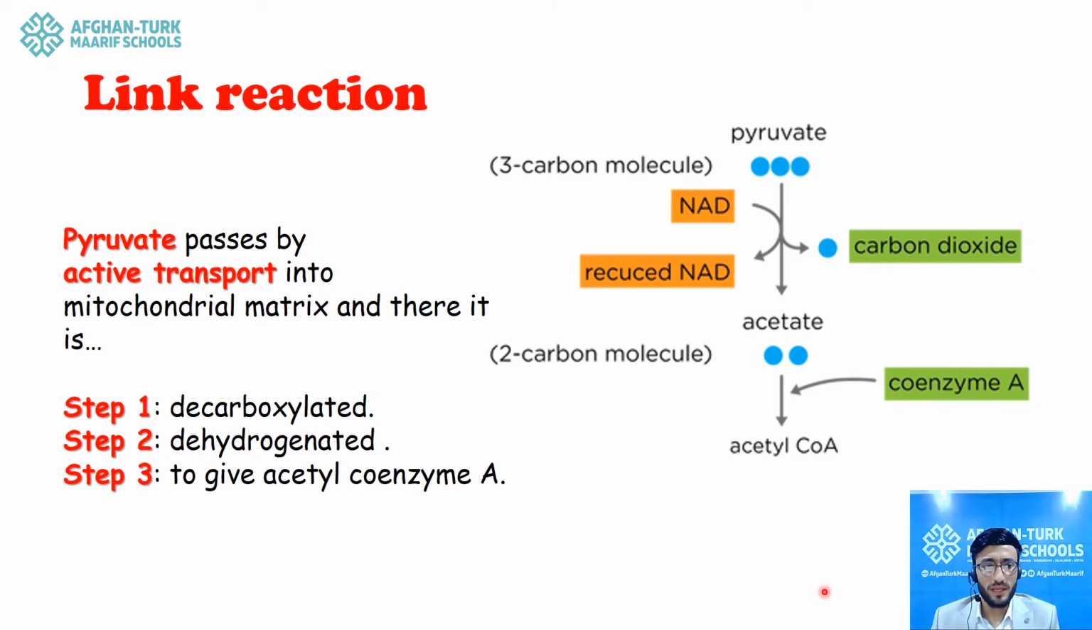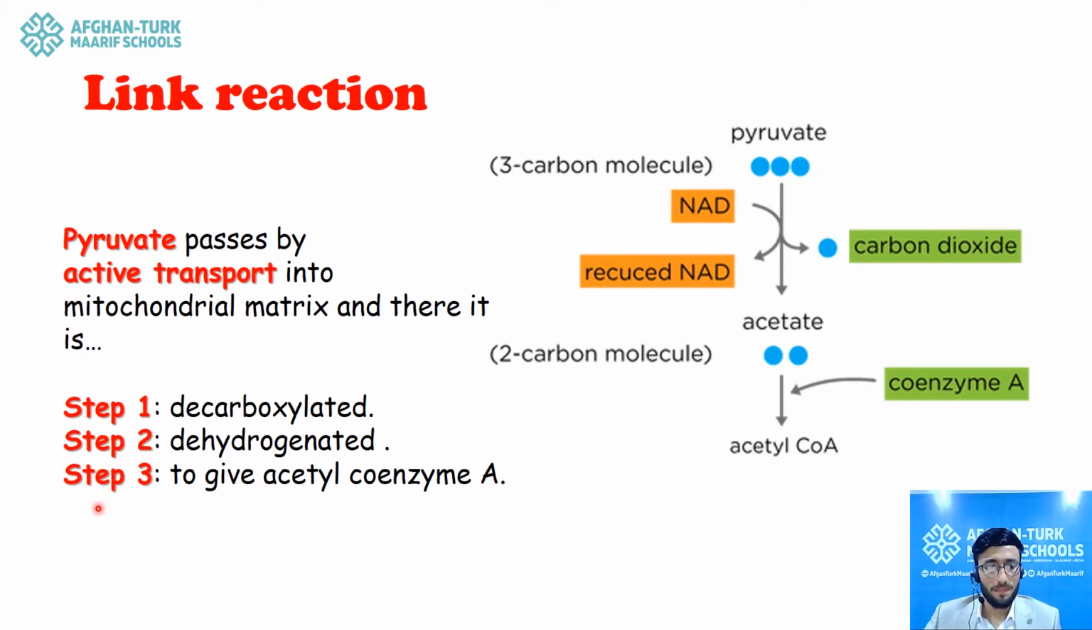About the link reaction, we can say that this is the second step of cellular respiration. Link reaction means that the pyruvate passes by active transport into the mitochondrial matrix, and there it will go through these 3 steps. First, it is decarboxylated. It means that from these 3 carbons, one carbon is split off and exhaled outside of the cell in the form of carbon dioxide, and also the hydrogen attached to the NAD, or electron carriers, is forwarded into the next steps of cellular respiration.